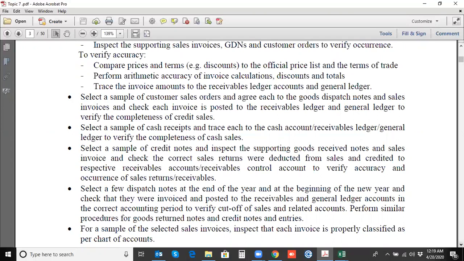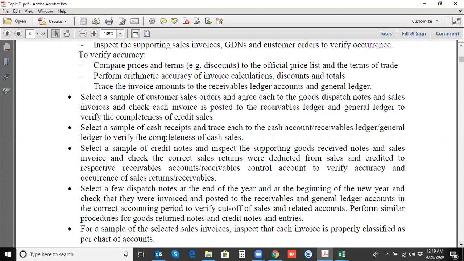Otherwise, if I receive only 2,000 units and I issue a credit note of 3,000 units, then I'm going to understate my credit notes, and the result is that I'm going to understate the sales revenue.